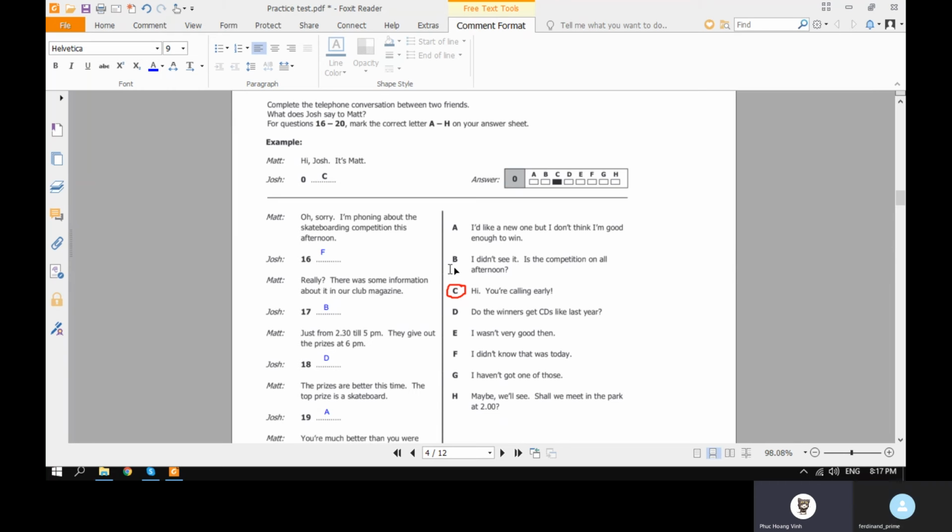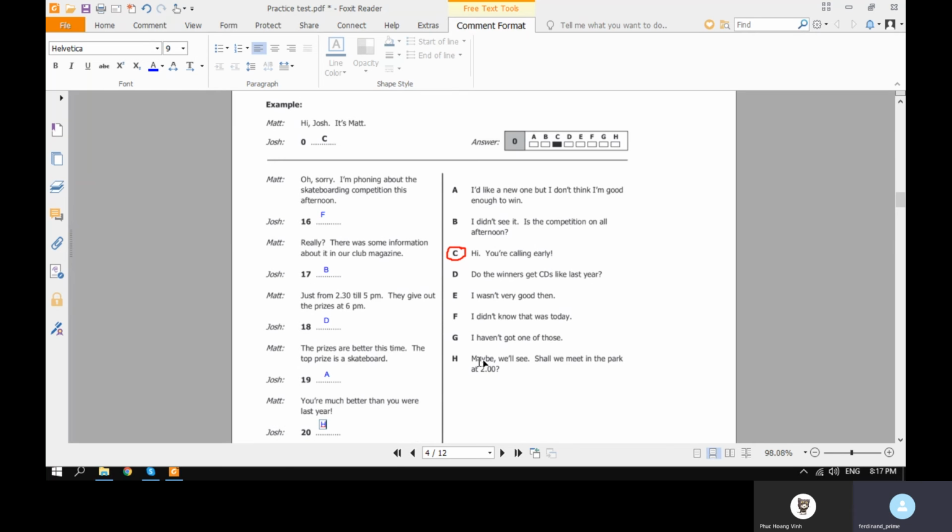I didn't see it. Is the competition on all afternoon? Just from 2:30 till 5 p.m. They give out the prizes at 6 p.m. Do the winners get CDs like last year? The prizes are better this time. The top prize is a skateboard.